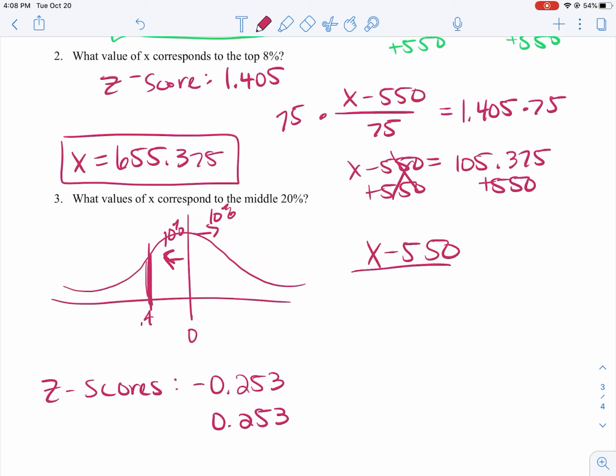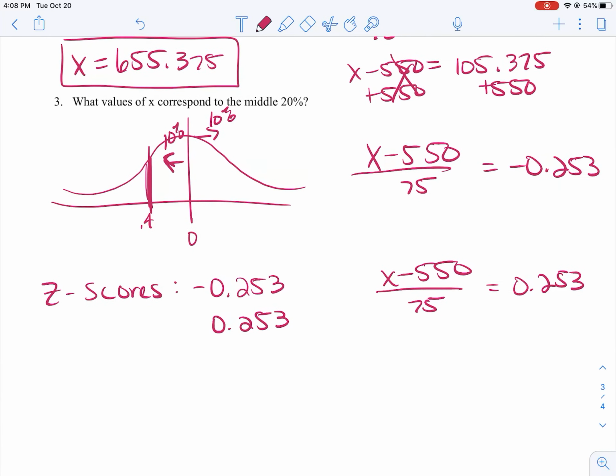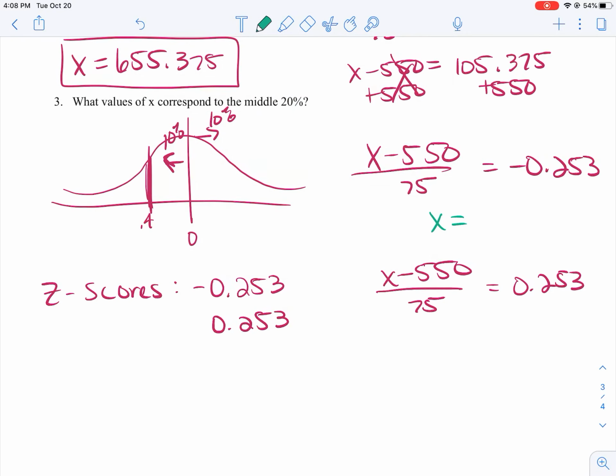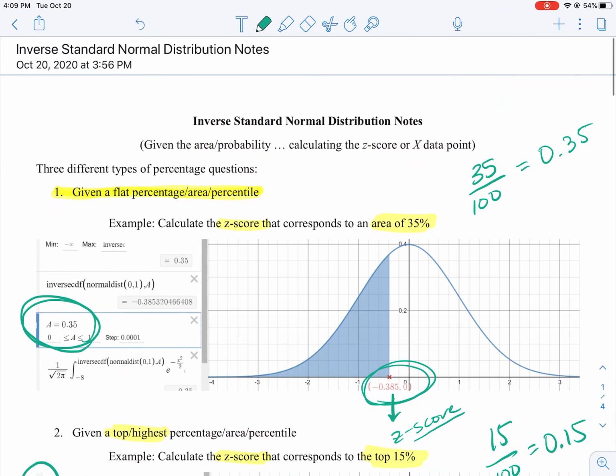So I'm solving this equation twice. X minus 550 over 75 equals negative, and X minus 550 over 75 equals positive. In both cases, once you do this math, and I'm going to skip the steps for you this time, I got for the first one, the range would be 531.025 to 568.975. So this is definitely a quick overview of inverse. And if you have any direct questions, you can always contact me with questions.